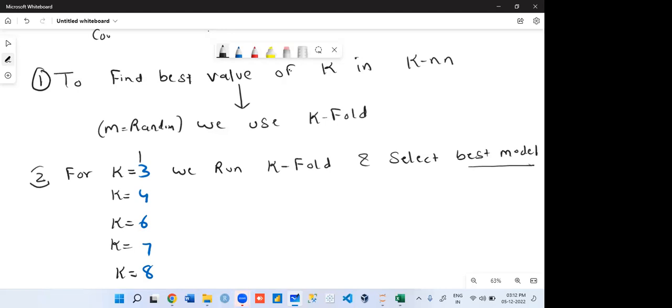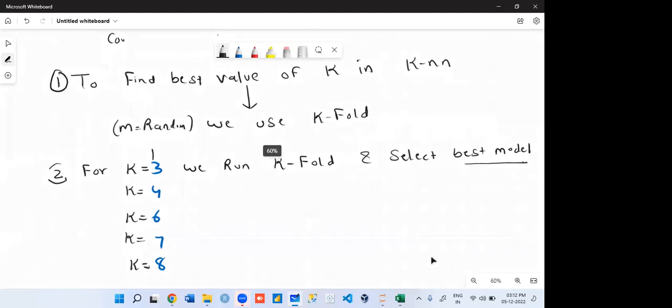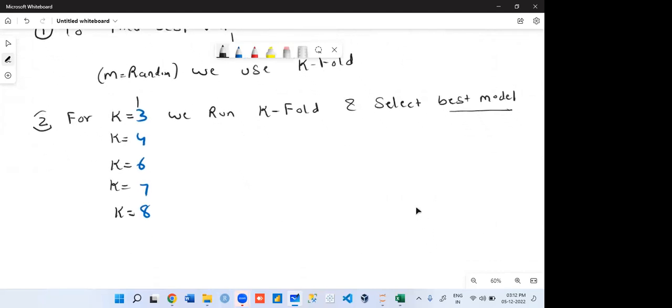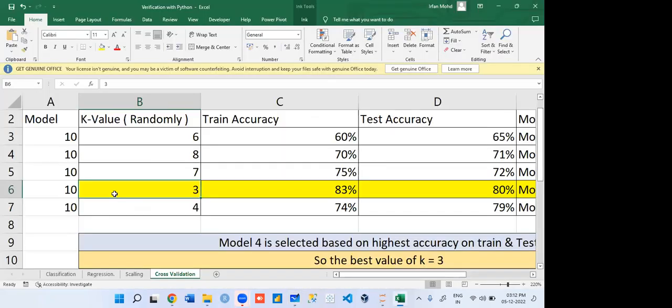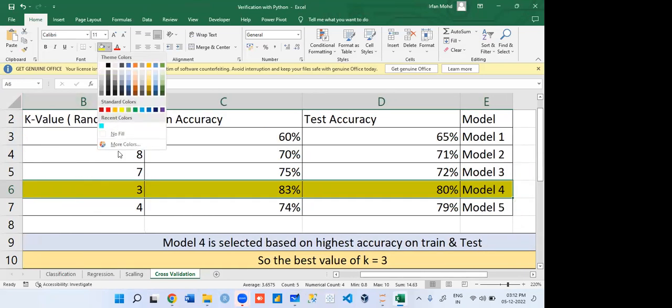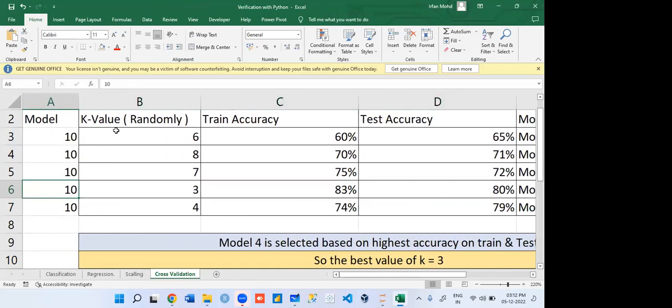Point clear? So for each K, how many best models will there be? One. So if there are 5 K values, how many best? 5 best. These are the 5 best. Now, out of these 5 best, tell me which is the best one.